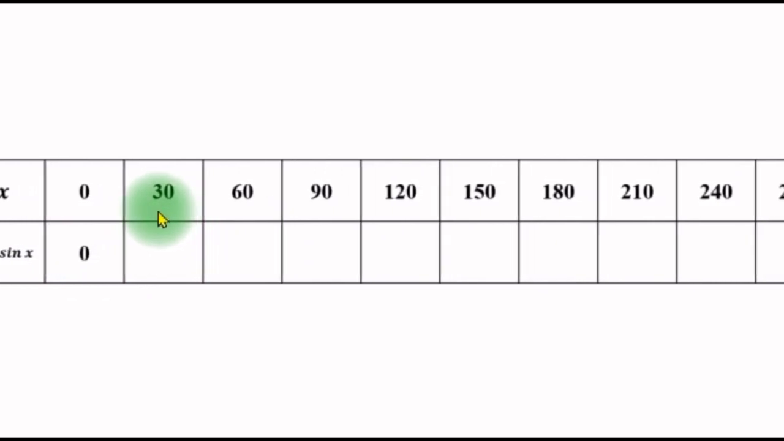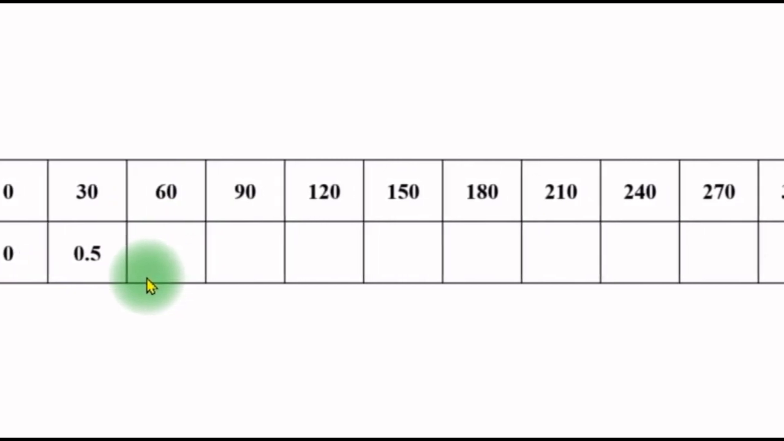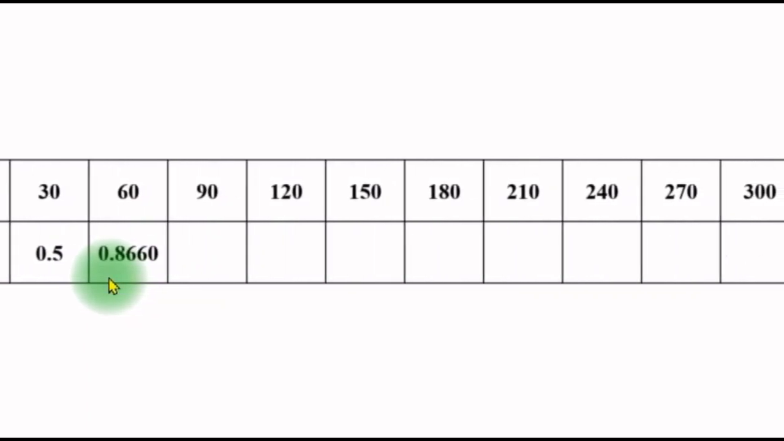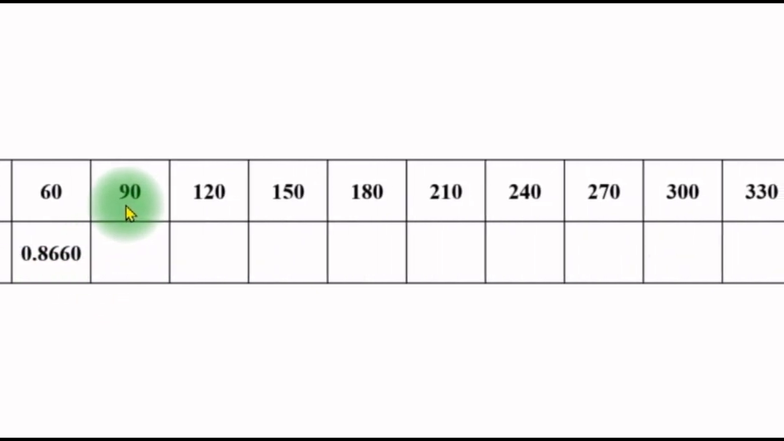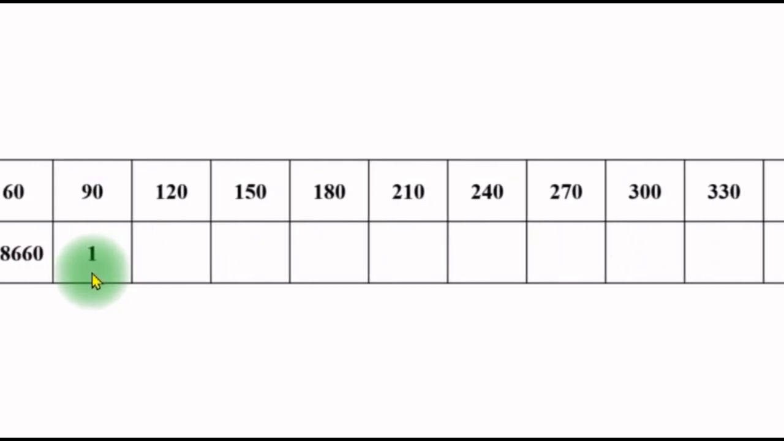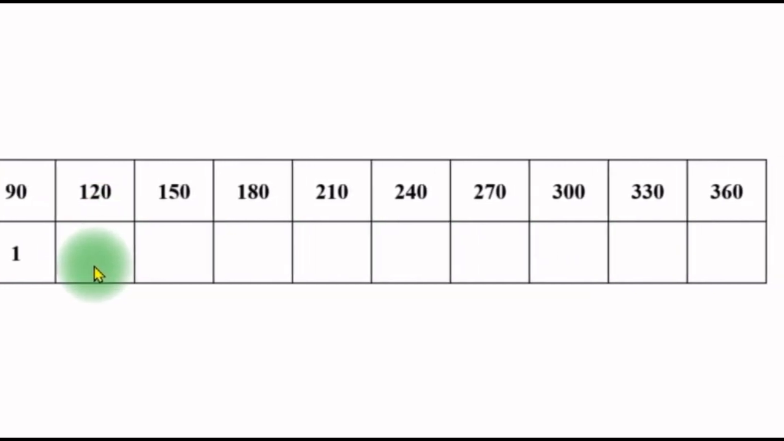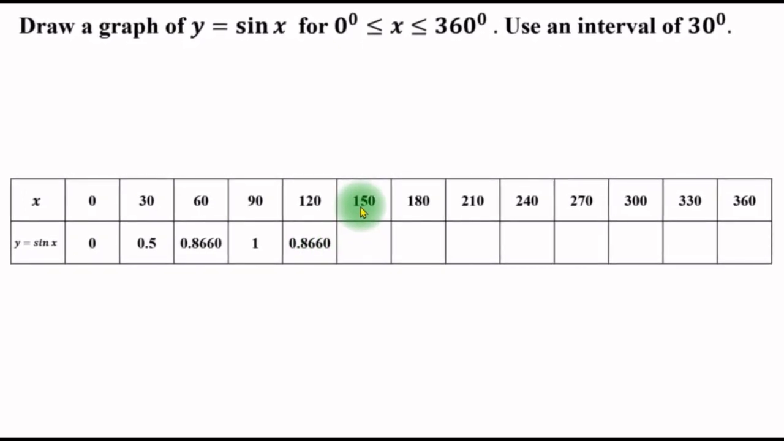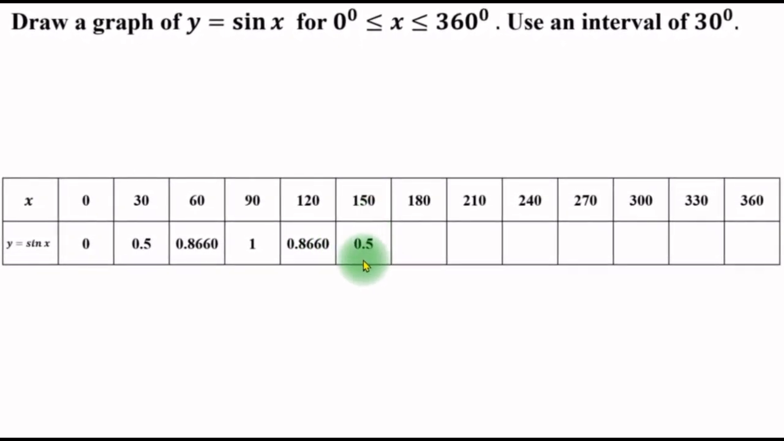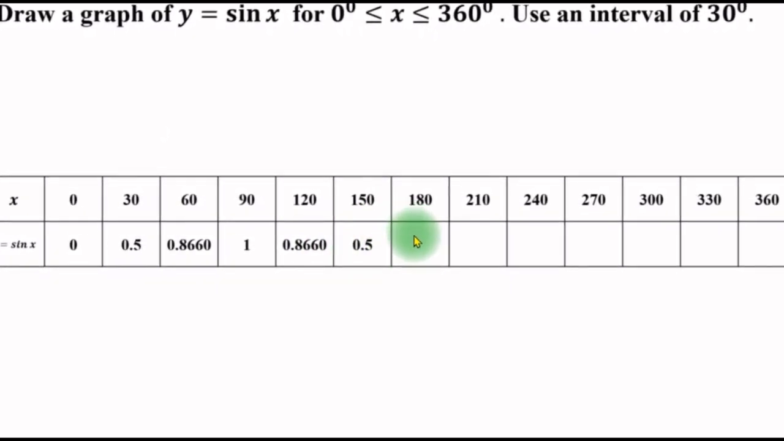Then from there we need to fill in. When x is 0, sine 0 will be 0. When x is 30, sine 30 will be 0.5. When x is 60, sine 60 will be 0.8660 to 4 significant figures. When x is 90, sine 90 will be 1. When x is 120 degrees, sine 120 will be 0.8660. When x is 150, sine 150 will be 0.5. When x is 180, sine 180 will be 0.